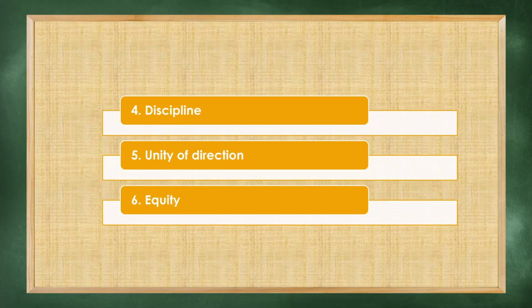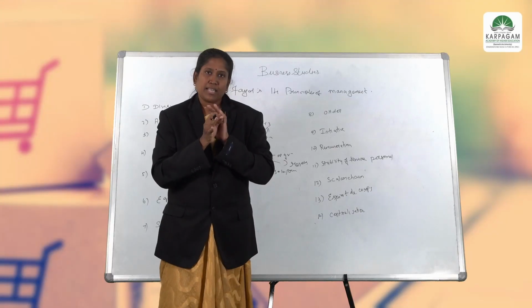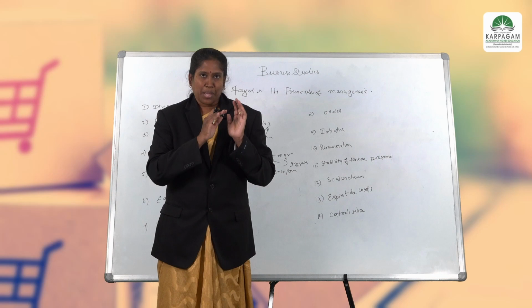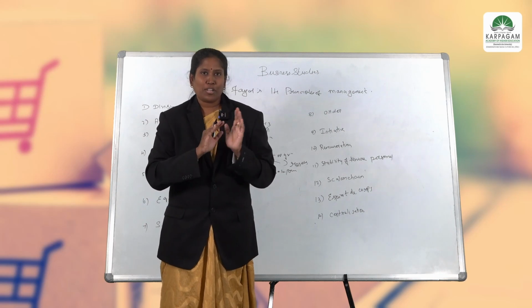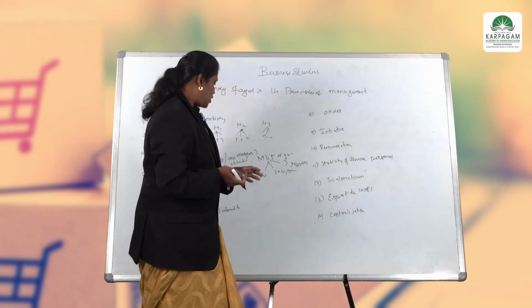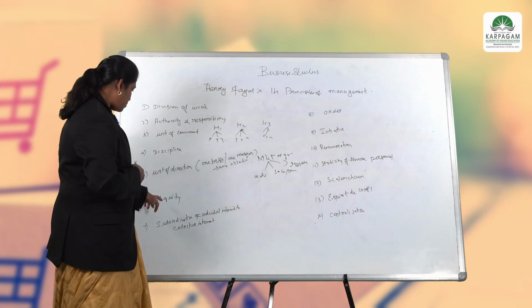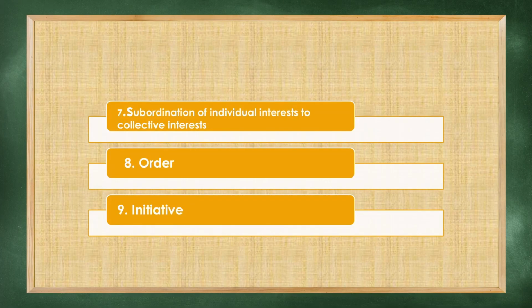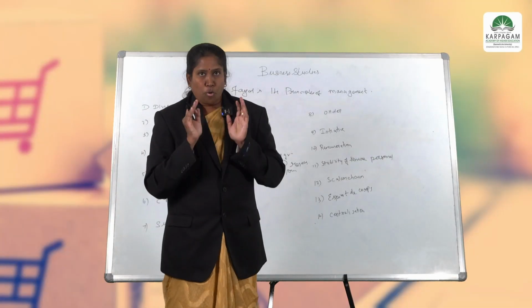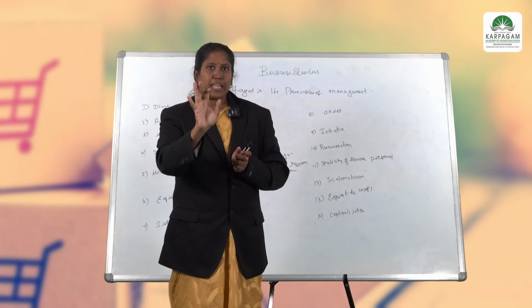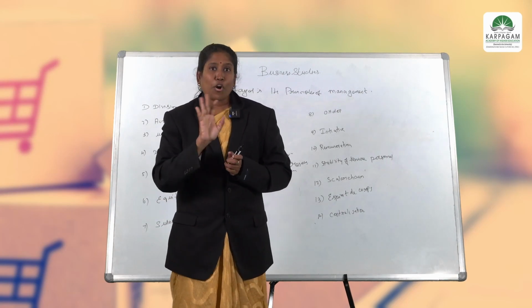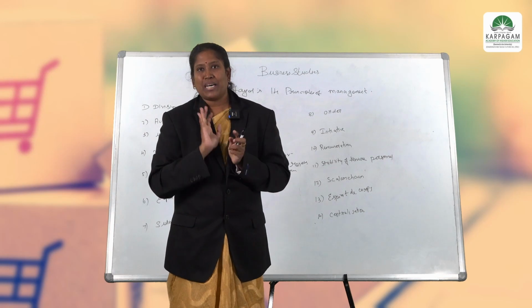Next one is equity. There should be equity in an organization. All the workers must be treated in the same manner. The same amount of pay has to be given to all the workers at the same level, so that there will be no confusion. Next one is subordination of individual interest to the collective interest. The organization goal is more important. First preference should be given to the organizational goal, not to the individual employees.